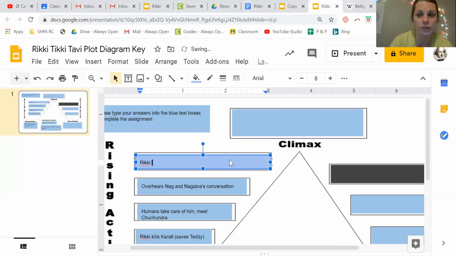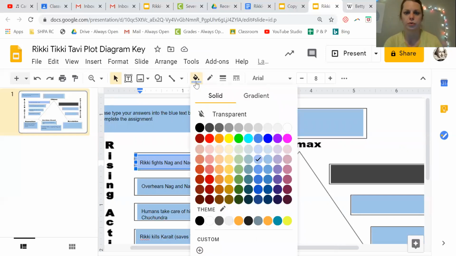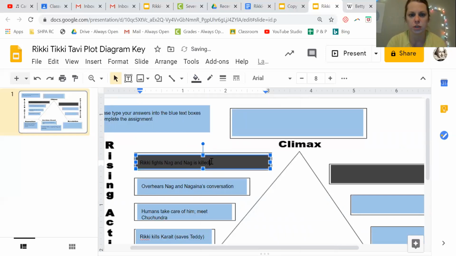Rikki is about to kill Nag, but say Rikki fights Nag, and Nag is killed by the human. You could put that there, but you don't have to, because that's kind of all wrapped into this climax. So I'm actually going to just blot that out. You don't need to do it because you only had 3.